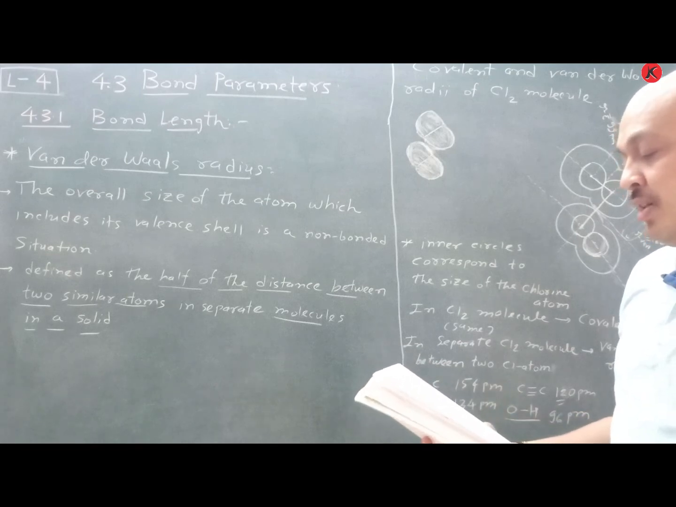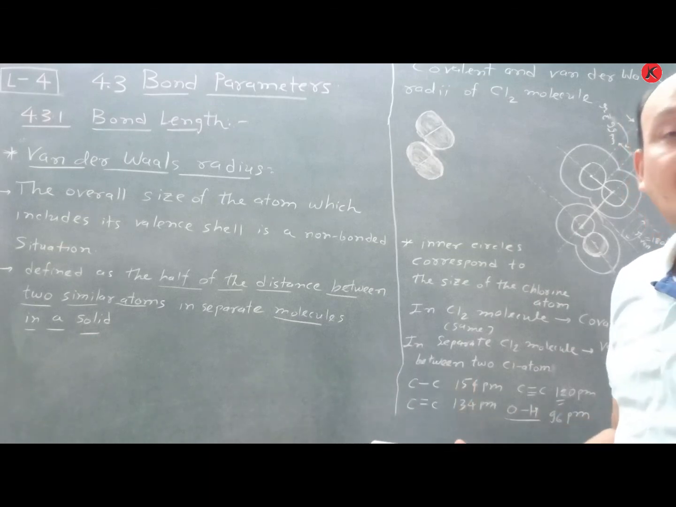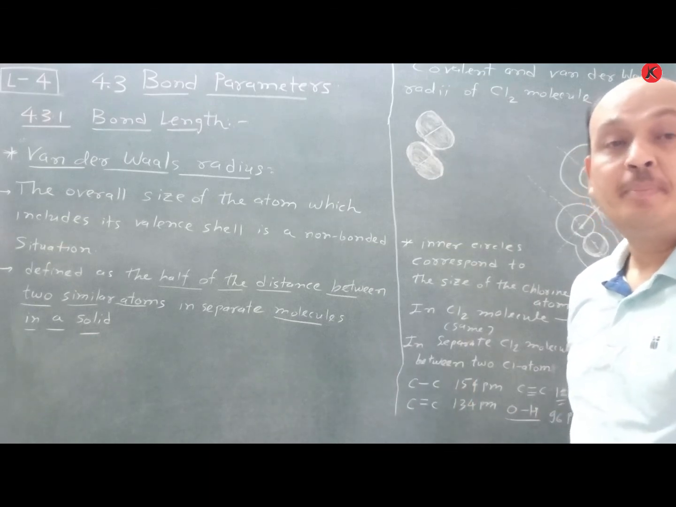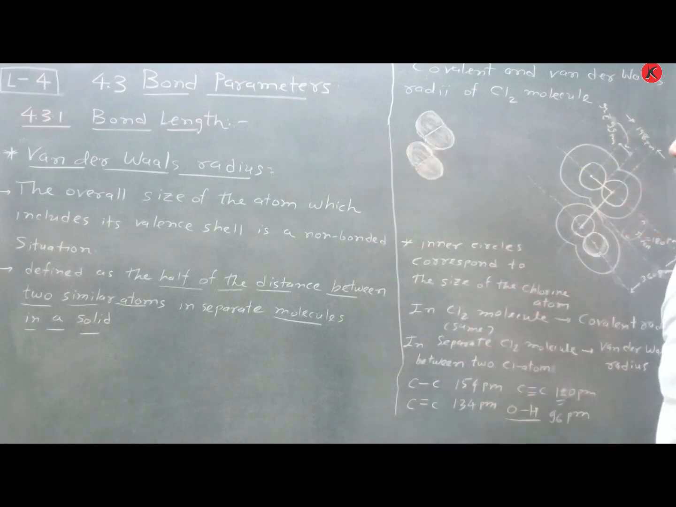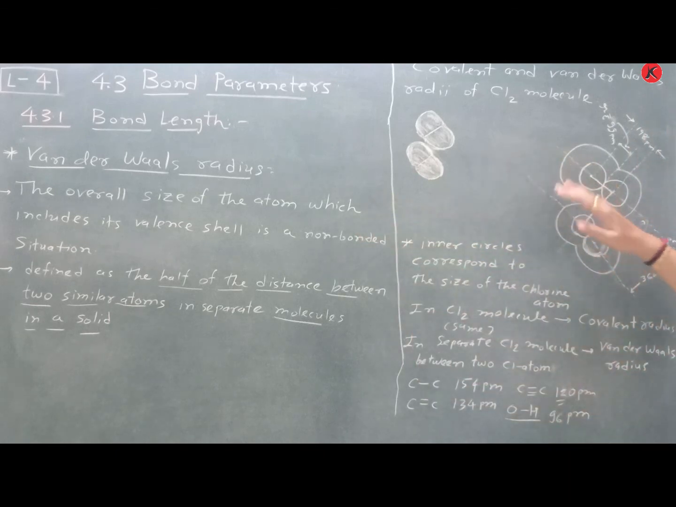The different types of covalent radii are also given, and you already learned them in unit 3, periodicity. So this is all about bond length, which we related with covalent radius and van der Waals radius. Understand that this particular term is very important.